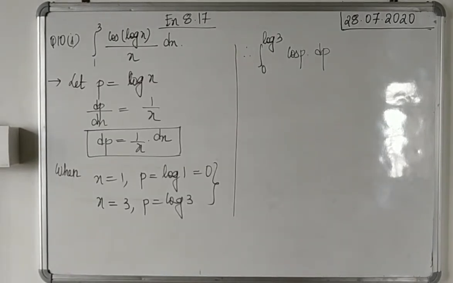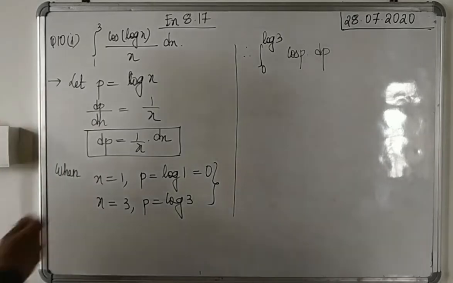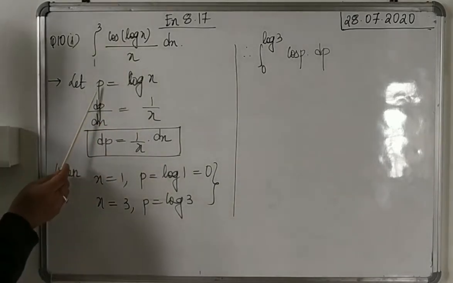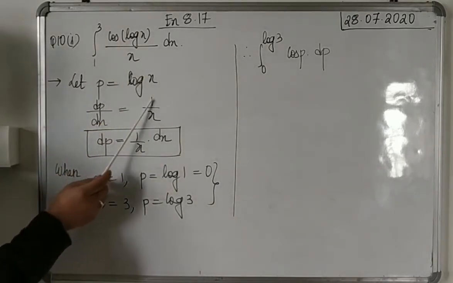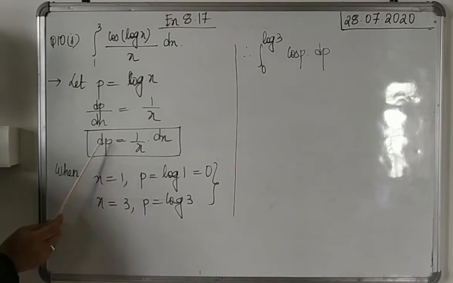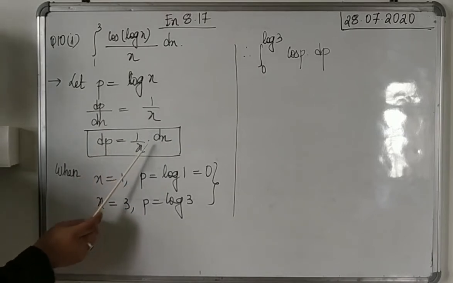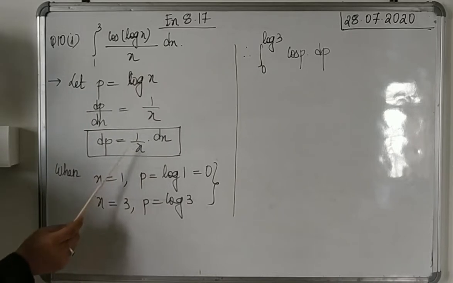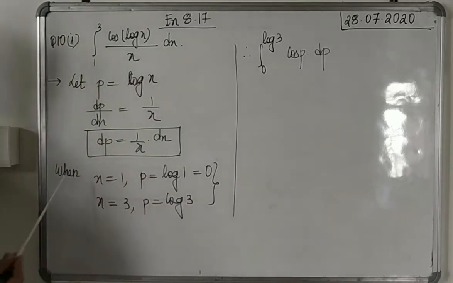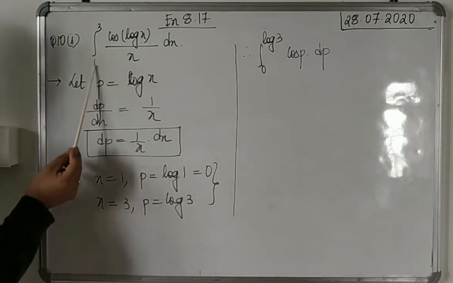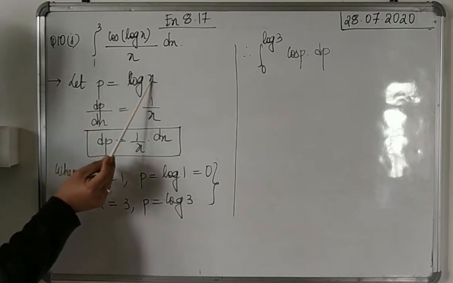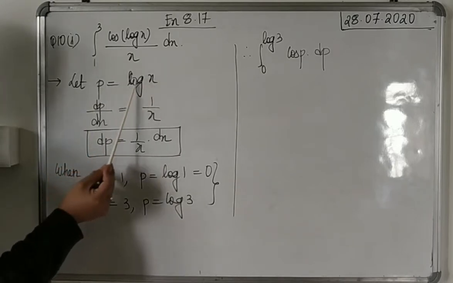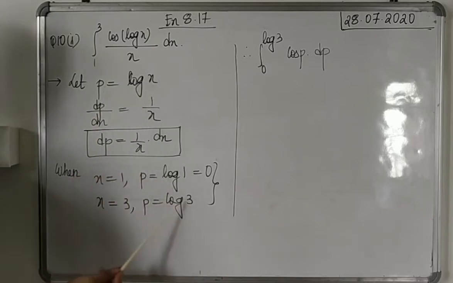Alright, so as I have told you already, the substitution is log x, so assume p equals log x, dp by dx is 1 by x, cross multiply with dx, we get dp as 1 by x dx, so dx by x is dp, okay? So now we have to change the limits. When x equals 1, p equals log 1, which is 0, and when x equals 3, p equals log 3, okay? So new lower limit, new upper limit.